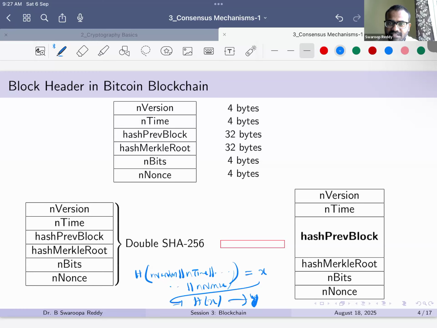That is called the hashPrevBlock. This hashPrevBlock will be included in the current block. So the hash of the previous block will be included in the current block. That is the mechanism blockchains follow.